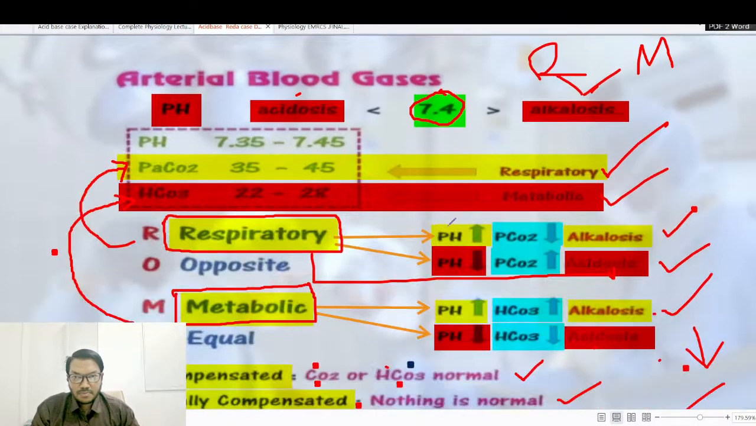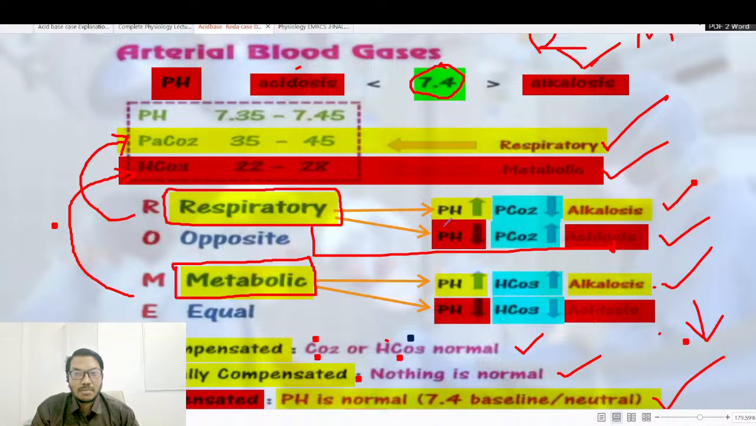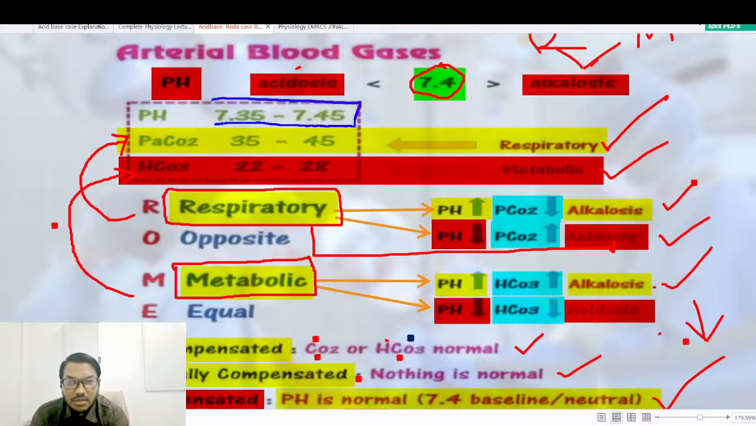Now we can go a little more. Now arterial blood gas. Normally, on average, we take the pH as 7.4. See, the range is 7.35 to 7.45 normally.